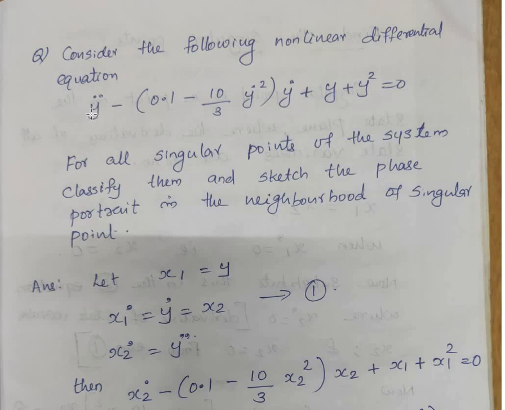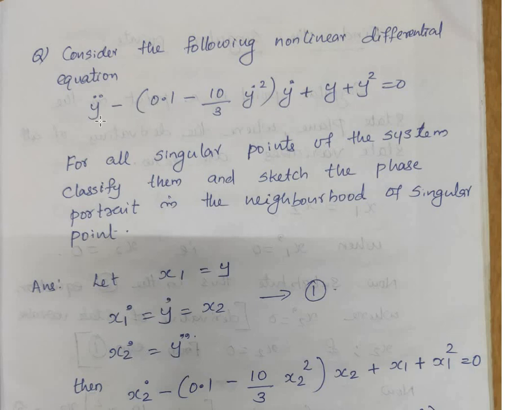Now, here you can see that this is a second order system, hence there will be two state variables, x1 and x2. So, what is the next state variable? The next state variable is x2. So, the next state equation is x2 dot. So, what is x2 dot? x2 dot is y double dot.